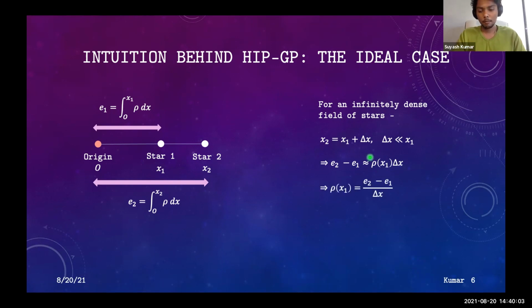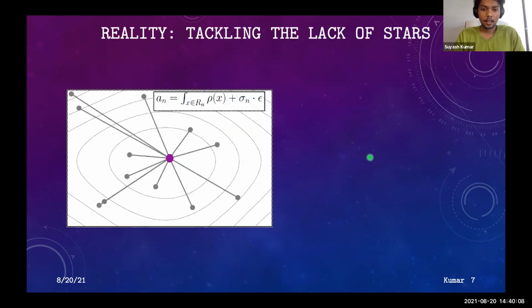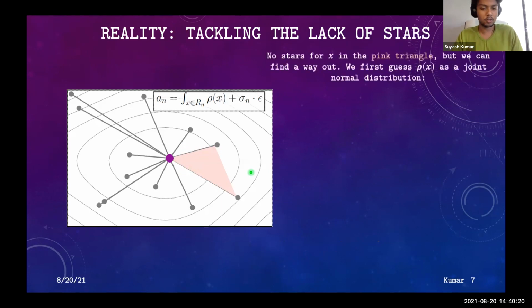Now, that's all good, but the issue is that we don't have an infinite number of stars. Like in the schematic right here, if you look at the pink region, we don't have any stars there. So we can't use the method I told you a slide ago to calculate the densities. But not all hope is lost. We can still do the following trick.